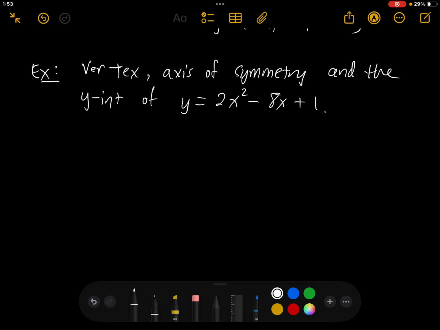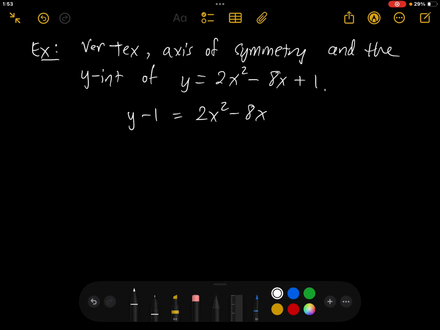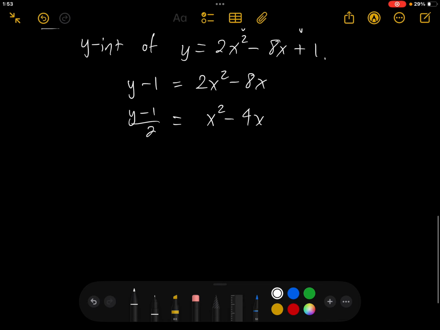Well, we pretty much do the same thing as before. The only difference is we have a constant in front of x squared, but that's not a big deal. We just divide both sides by 2, and then that will get rid of it. So let's subtract 1 on both sides. And then I'm going to divide by 2. So I get x squared minus 4x. Remember, I'm dividing by 2 because now I have something where I can complete the square. I have something that is x squared plus a constant times x.